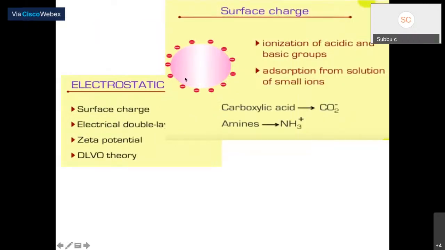If you look at a colloidal particle, there is always a charge on the surface. This is some kind of surface charge. Ionization of the acidic and basic groups present on the surface will give some charge, especially if you take carboxylic acid. Then the end groups are basically CO2 minus. If you take amines, the end groups are like this, NH4 plus. It is not NH3 plus, it is NH4 plus.